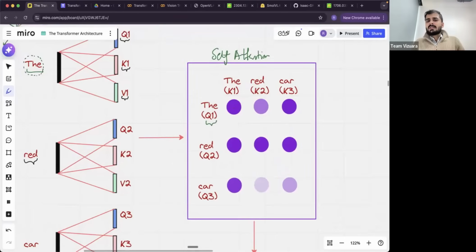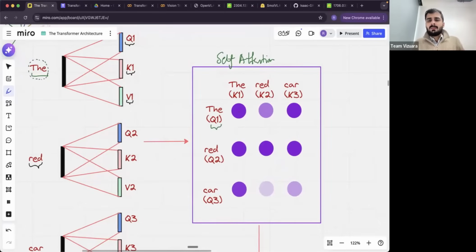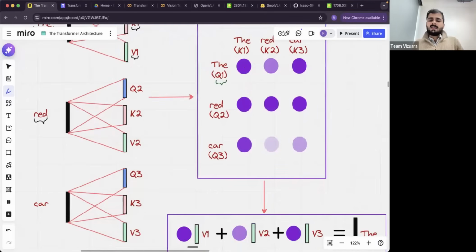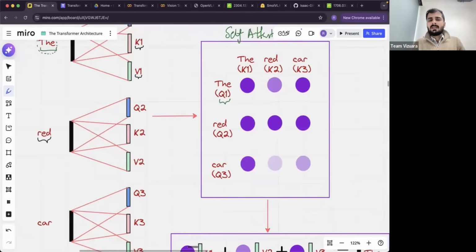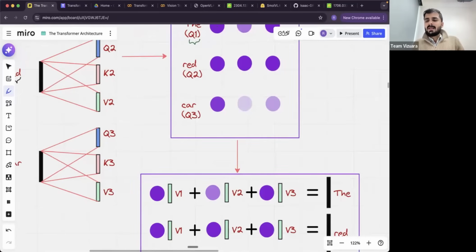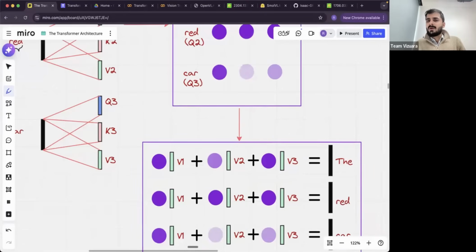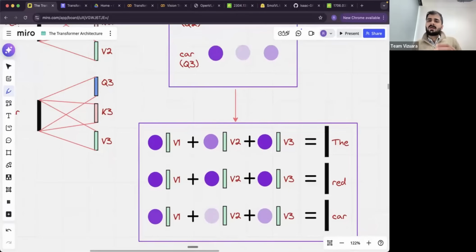Now, what we do after this is, let's focus on this query. We have calculated the attention scores for this query, which are three attention scores. We take these three attention scores and we multiply them by the three values v1, v2, and v3. And we get a modified vector for this token, again a modified vector for red, and a modified vector for car.